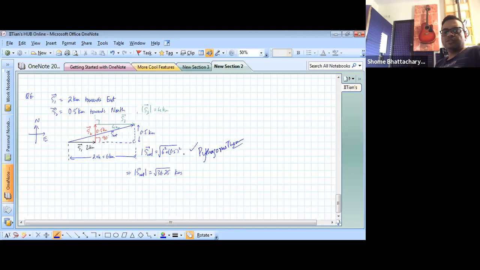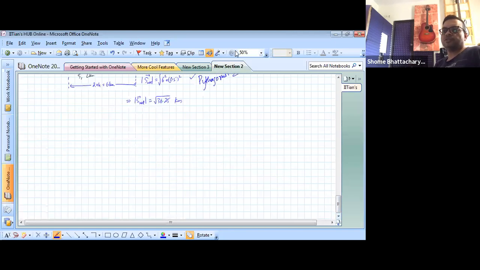Yeah, we just leave the answer this way. No need to calculate further. You can calculate it to a decimal point and all that, but there's no need for that.